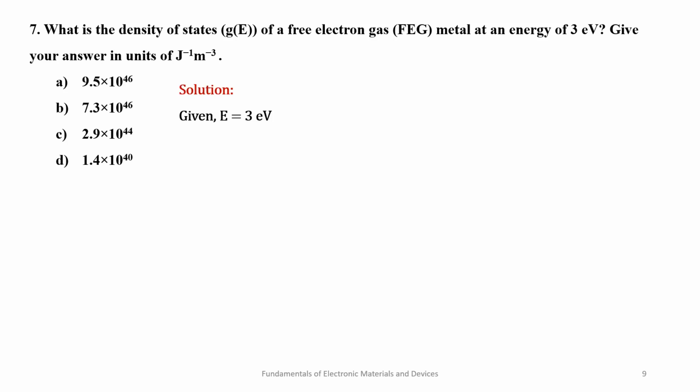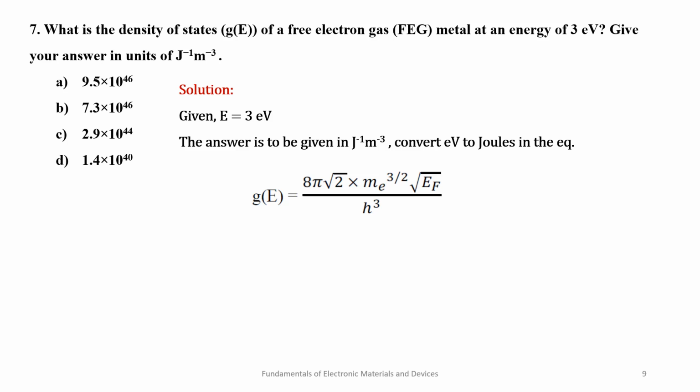Yeah, so in that case, it is given that energy is equal to 3 electron volt. To begin with, since the final answer is in joule inverse per meter cube, you have to convert electron volt into joules in the equation itself. So G of E, that is the density of states for a free electron metal, will be 8 pi root 2 Me to the power 3 by 2 root of E F divided by h cube. Here Me, the mass of the electron, is a constant, h, Planck's constant, is also a constant, and 8 pi root 2 is also constant. Basically you have to find out the root of E F.